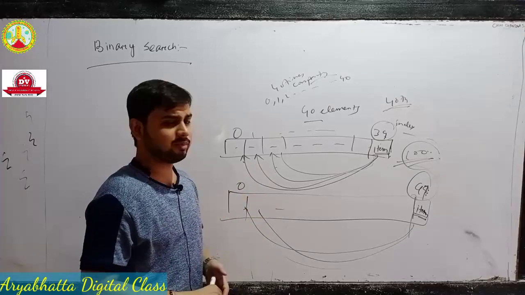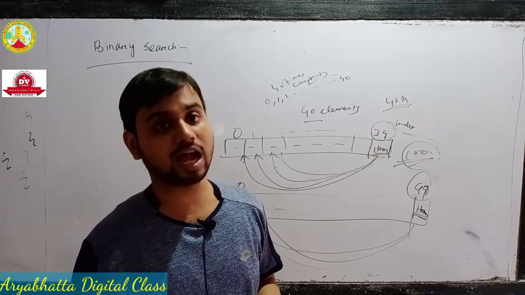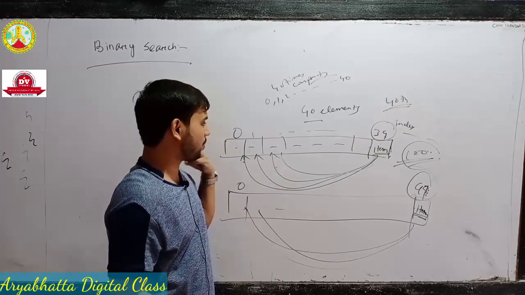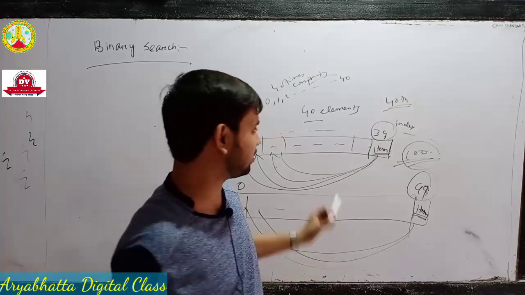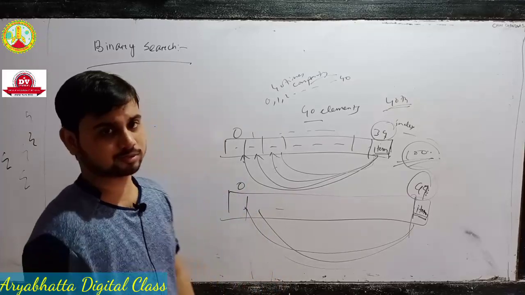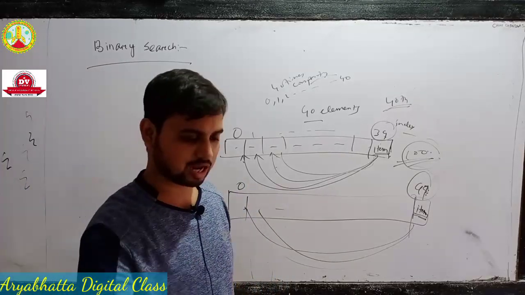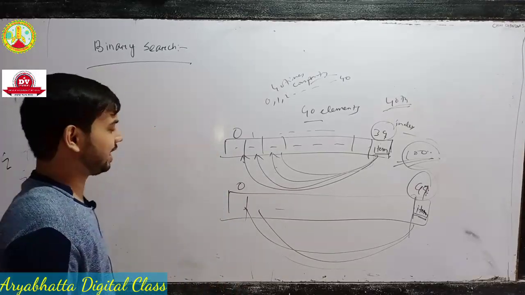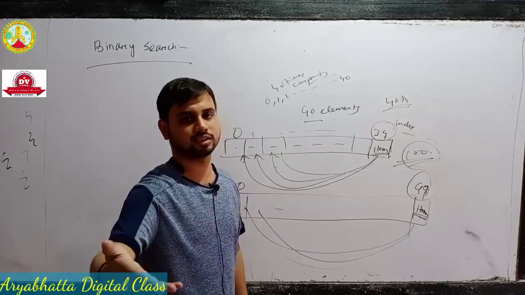Binary search is for time efficiency. In linear search we need many comparisons, but in binary search we don't search this way. In binary search we search through some formula, which I want to teach you. This disadvantage of linear search is overcome by binary search.